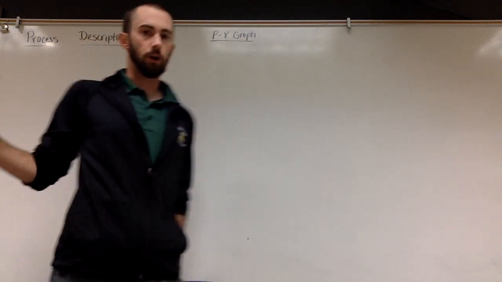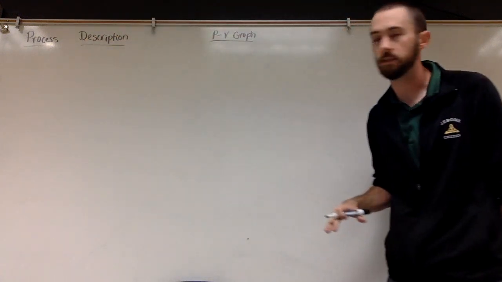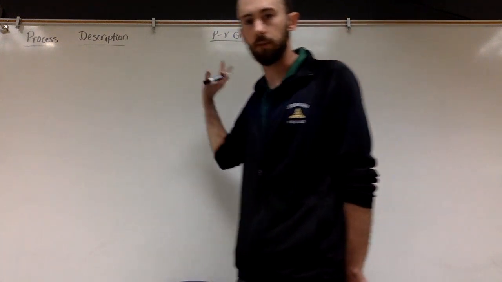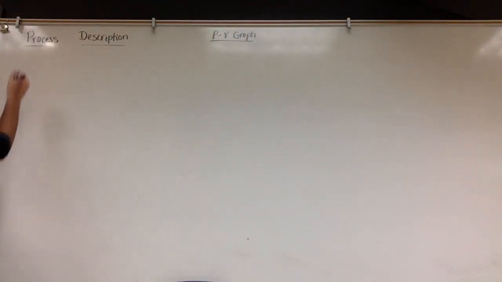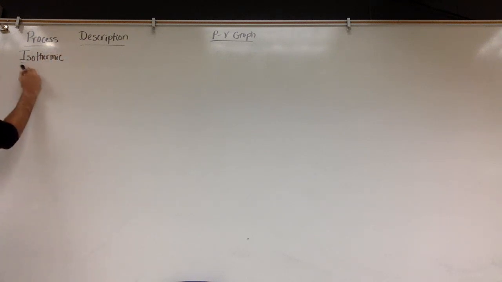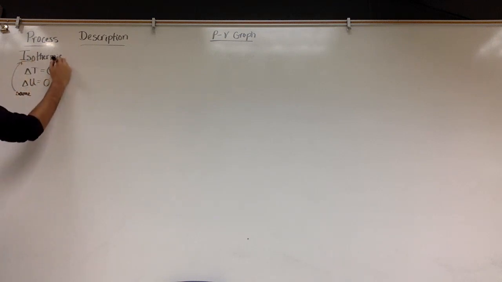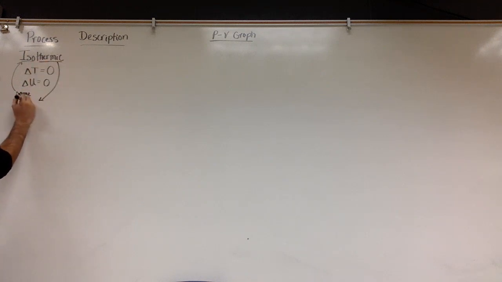Okay, so we're going to make a big chart over here, so make sure you give yourself enough room on your paper. There are going to be 4 different processes that we go through, and then we'll have some graphs that go along with them. The first process we're going to talk about is an isothermic process. In an isothermic process, we have no change in temperature, which means there is no change in internal energy. The way you can tell that: iso meaning same or one, thermic meaning temperature.